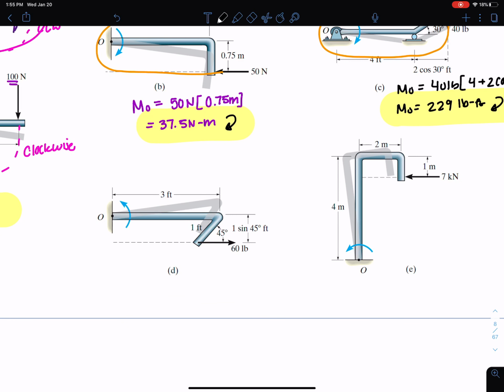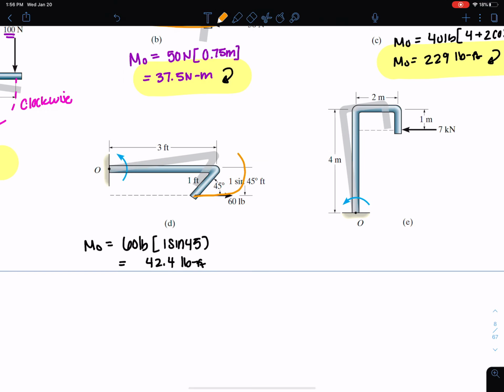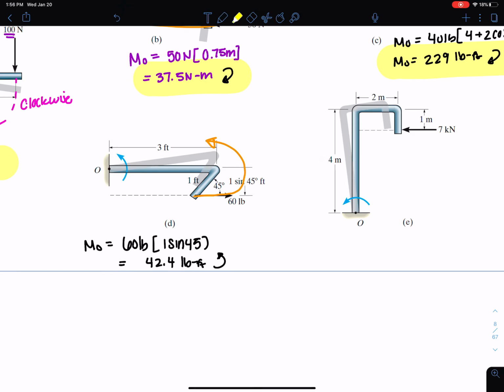Okay, let's do 2 more of these so that we really drive this concept home. Okay, so I have MO for part D. I have a 60-pound force times my moment arm, and they're giving me the number 1 sine 45, and I end up getting 42.4 pound-feet. And of course, I can take this around point O and I get counterclockwise rotation, and that is my answer.